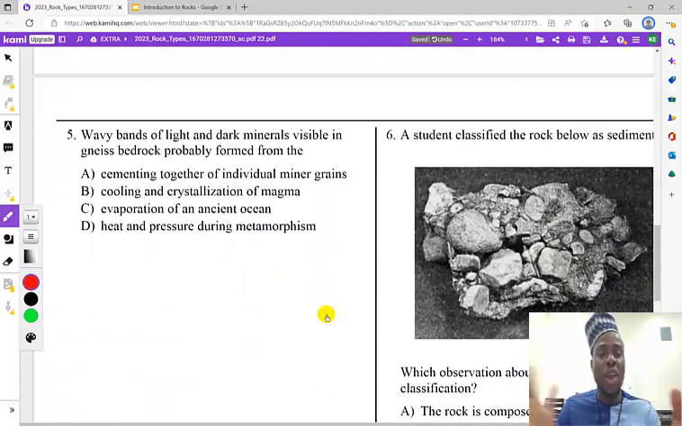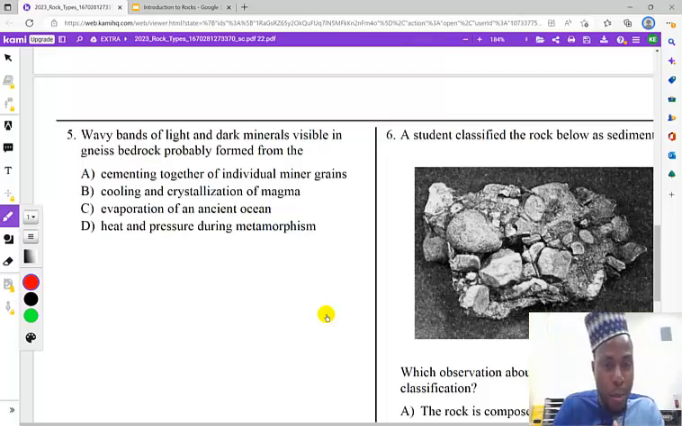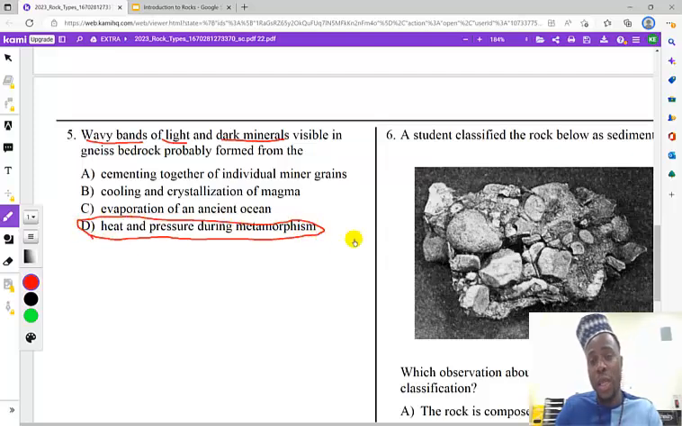Question number 5. The wavy bands of light and dark minerals visible in gneiss bedrock probably formed from the, so bands and wavy bands, that sounds like mineral alignment. The dark minerals being separated from the light minerals, that definitely is a result of metamorphism resulting in mineral alignment. So my option should be something that would connote metamorphism, and our correct option there should be heat and pressure during metamorphism. Option D right there. Let's look at the last question.